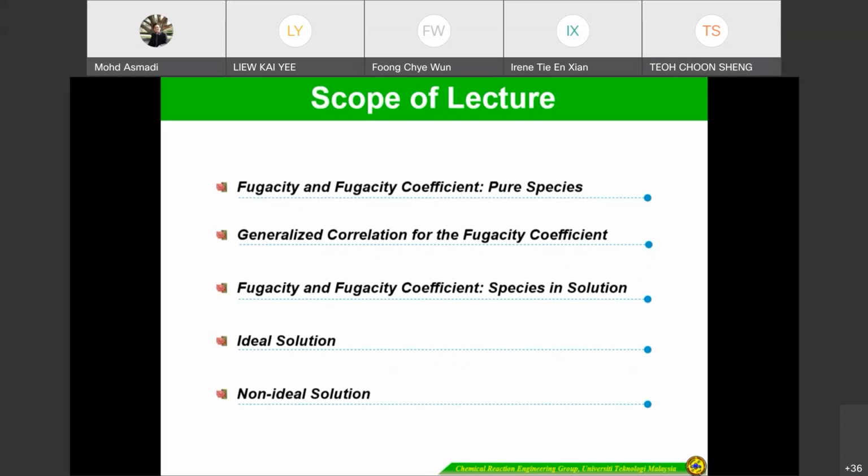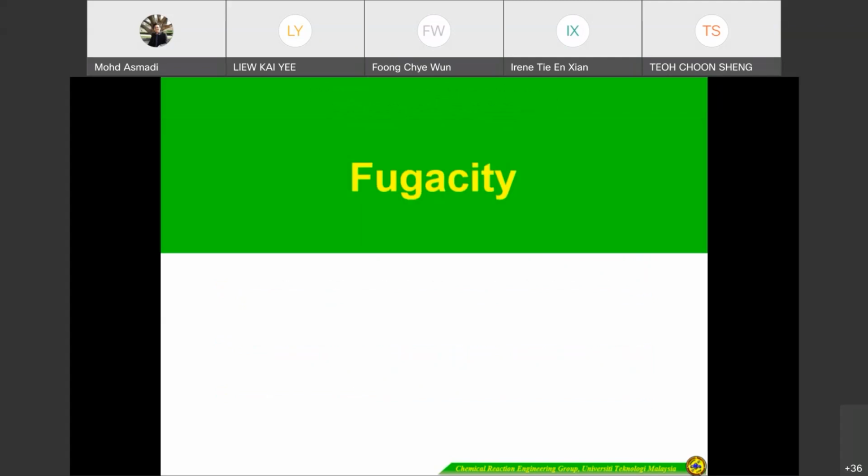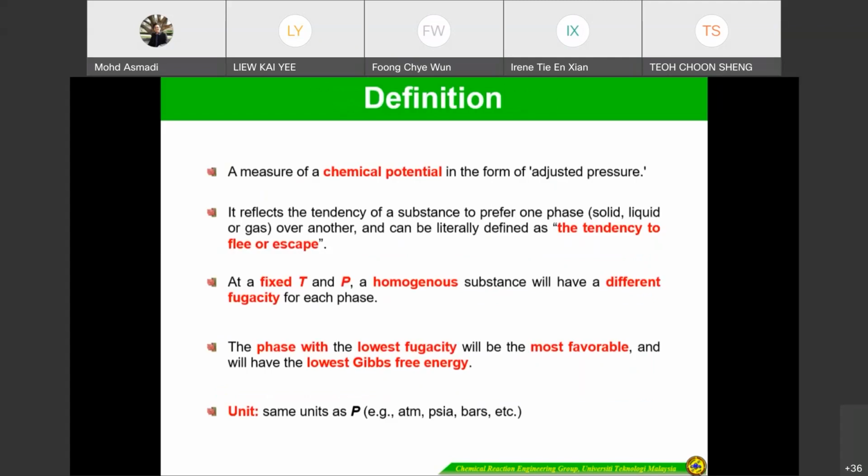We are going to use a Poynting factor for the calculation for the liquid. You can use it for the gas phase, but I think it's not really accurate. For the pure liquid we can consider it as a compressed liquid. Okay, so this is a definition of the fugacity in terms of the adjusted pressure. So the unit is going to be similar whether you use atm, psia, or bar, etc.